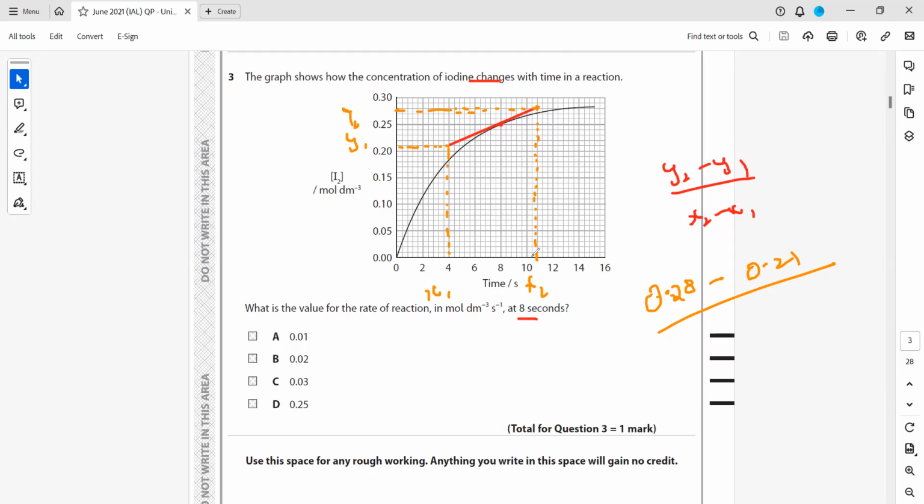So x2 is about 10.8, because 10 boxes equals 4, so each is 0.4. And when we subtract, 0.07 divided by 10.8, so this will be 6.8. So 0.07.